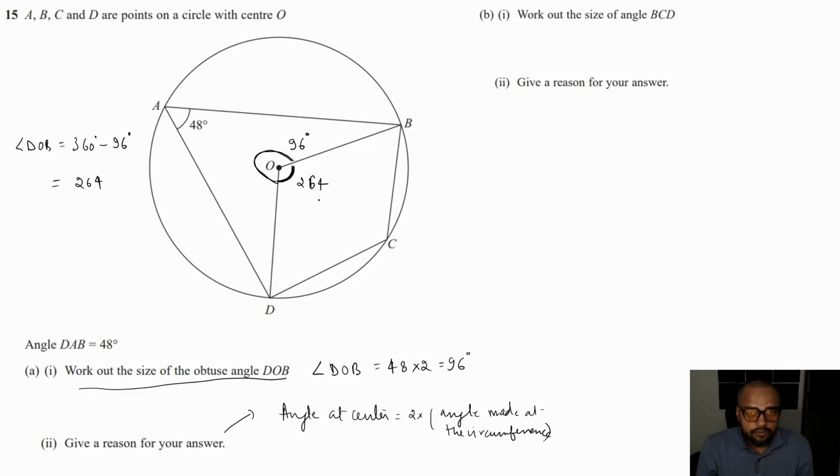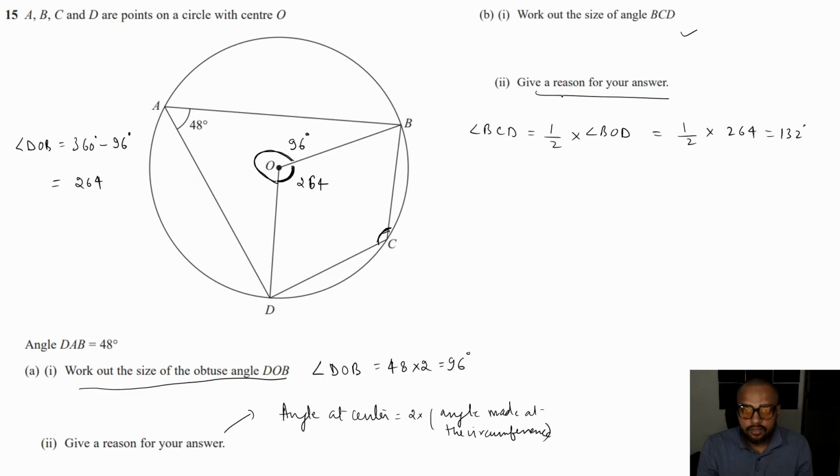So the same property we need to apply, because they have asked for the size of angle BCD, meaning this part. So again the same property: the angle subtended at the center will be 2 times the angle subtended at the circumference of the circle. So angle BCD will be equal to 1 by 2 times angle BOD. Okay, don't get confused. And 1 by 2 times 264 will be equal to 132 degrees.